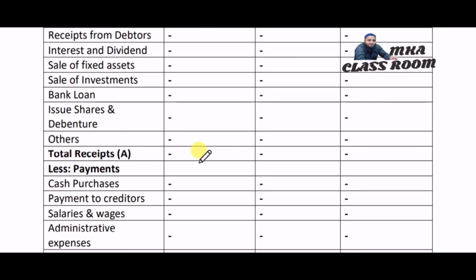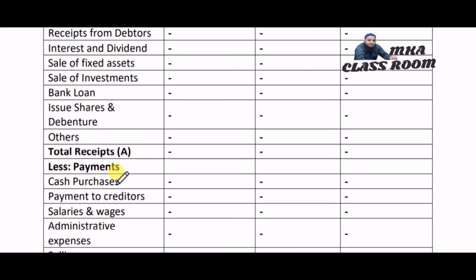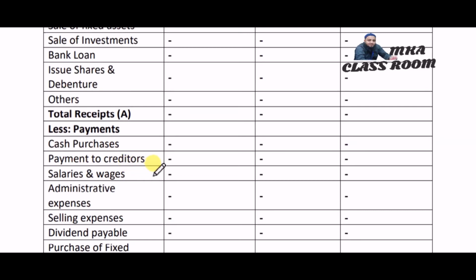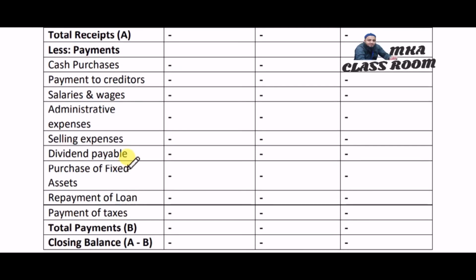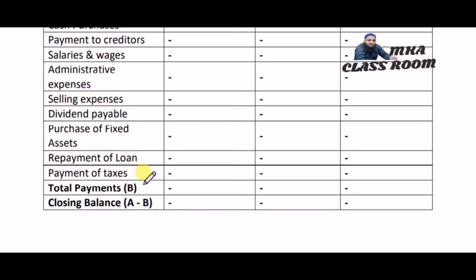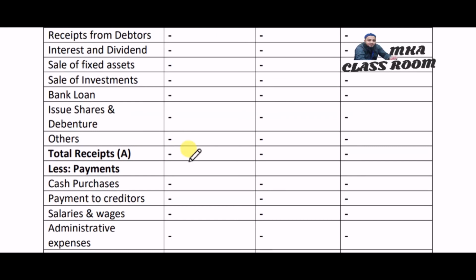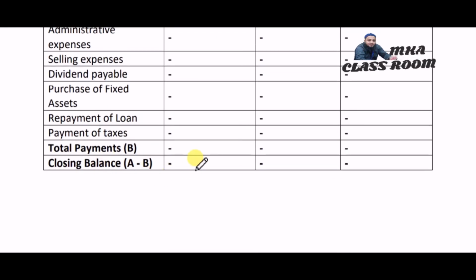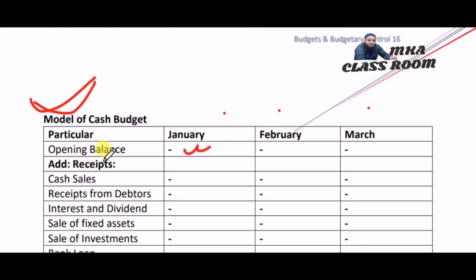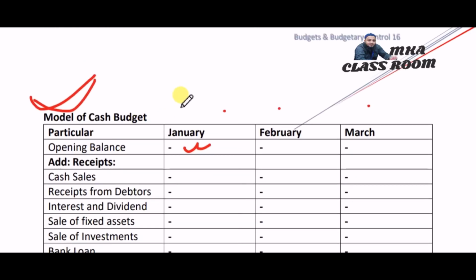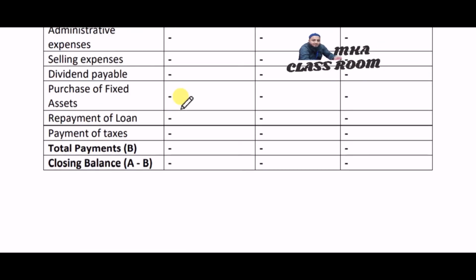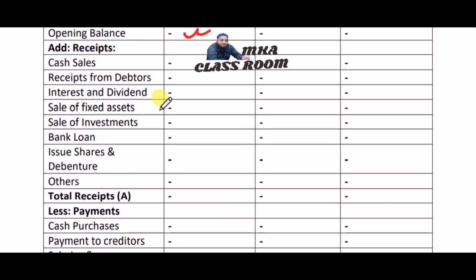Then the total receipts come in here, less payments: cash purchases, payments to creditors, salaries and wages, administrative expenses, selling expenses, dividend payable, purchase of fixed assets, payment of loan, payment of taxes. Then the total payments come in here, then the closing balance should be A minus B, that means total receipts minus total payments. These are the closing balances. So this is the model of a cash budget, and you have to prepare a cash budget in this way.